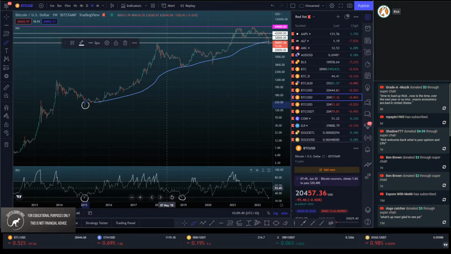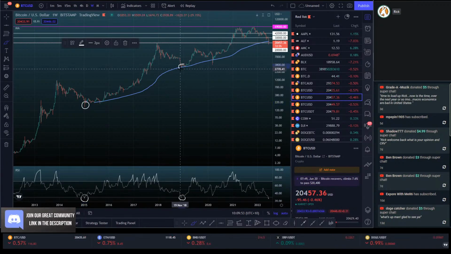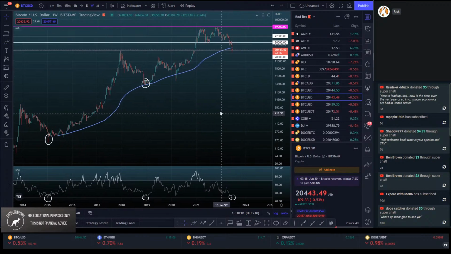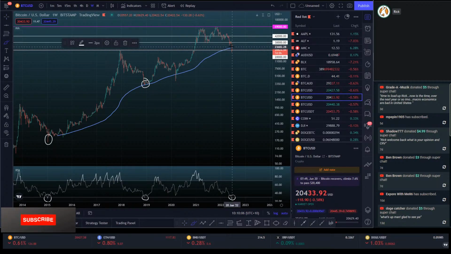On the weekly RSI, and then also here, really good buying opportunity. And then now we're getting it again. We've dipped below 30 on the RSI on the weekly. So could this be another really good buying opportunity? I think yes. Like, why not?